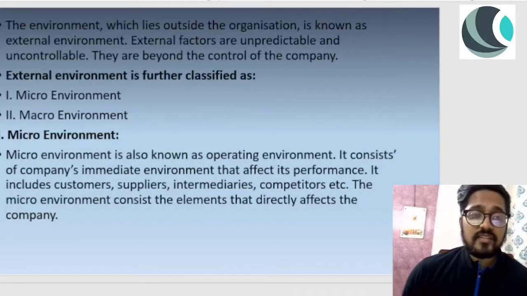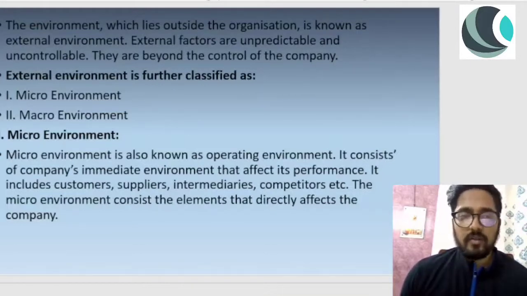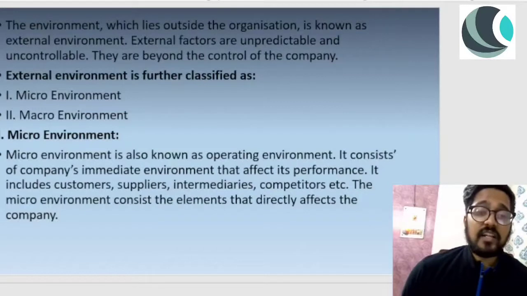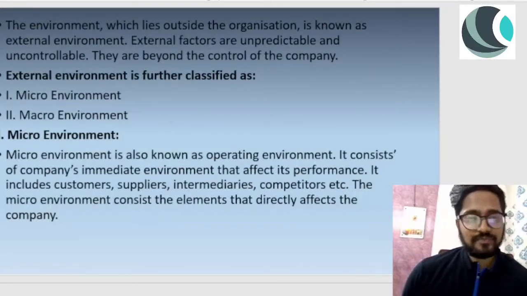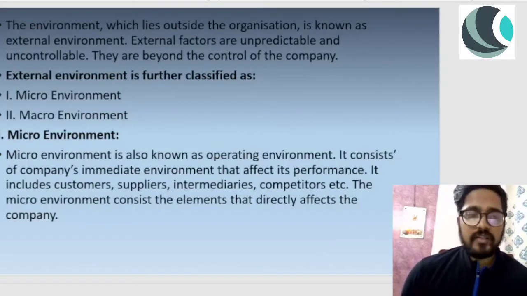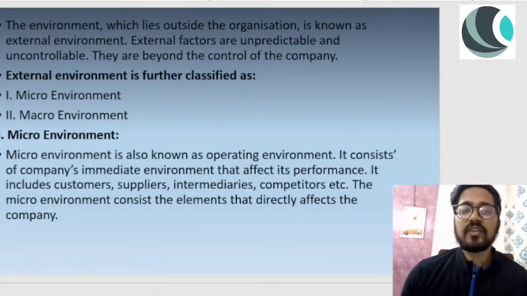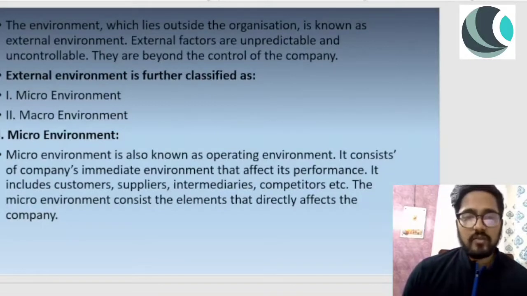So the question arises whether they are predictable and controllable. No, external factors are unpredictable and uncontrollable, so they are beyond the control of the company. Now, external environment is further classified, right? So external environment is further classified as: first, micro environment, the smaller part; second, the macro environment. All right, so the external environment is further classified into two: one is micro environment, second is macro environment.